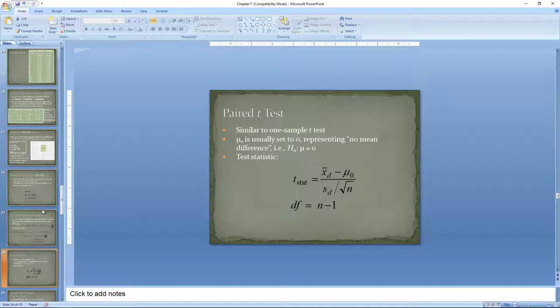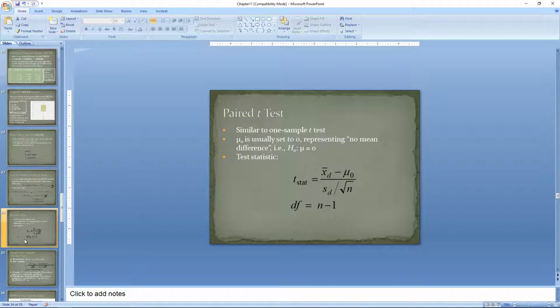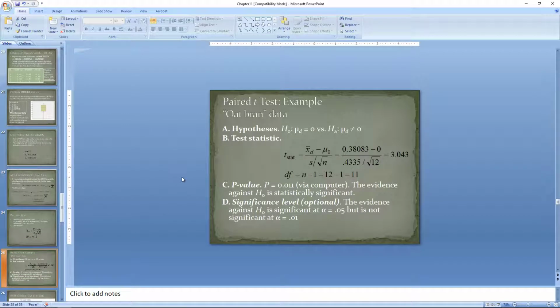Once again, that was the confidence interval for delta. Back to our paired t-test. It's similar to a one sample t-test like we said, but usually we set our mu0, our null hypothesis, to 0, representing no mean difference. So mu delta equals 0. The test statistic equation is set up just the same as we've gone over, and when we plug in our example from our oat bran data, we have our null hypothesis stating no difference, mu delta equals 0 on a paired t-test, and our alternative hypothesis not equal to 0.